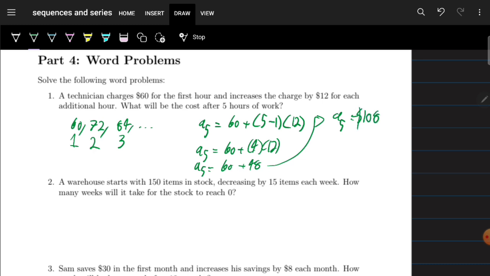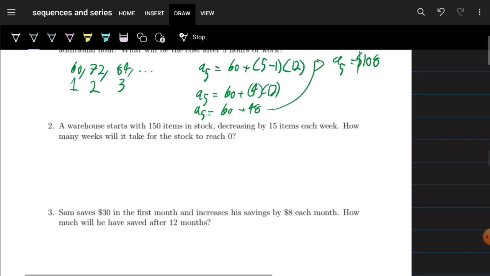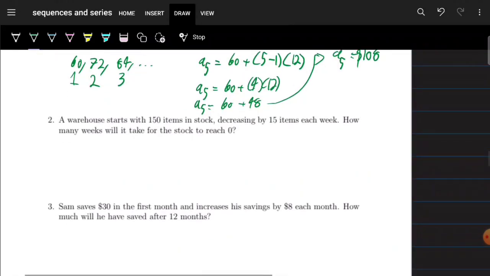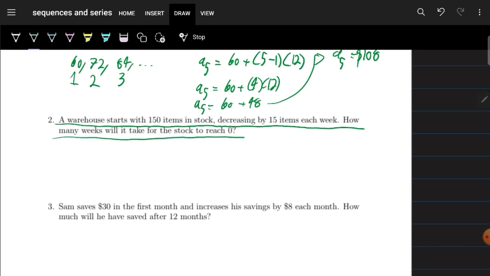So if we need this technician to work for 5 full hours, he's going to charge us $108 for the 5th hour of work, and after that it'll just go up by 12. All right, next problem. It says a warehouse starts with 150 items in stock, decreasing by 15 items each week. How many weeks will it take for the stocks to reach zero?